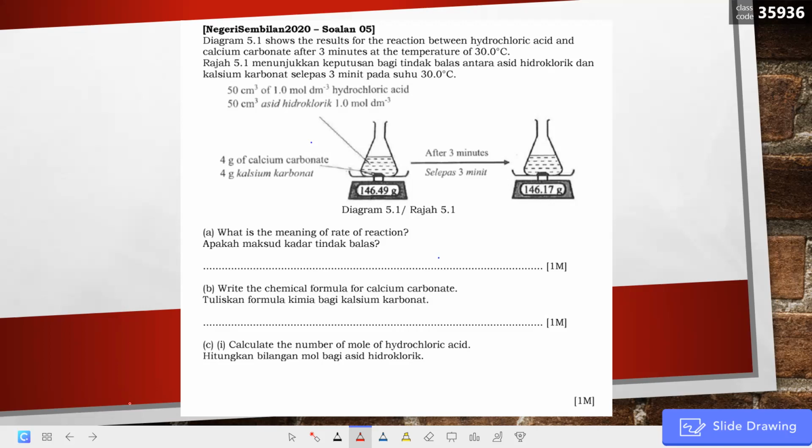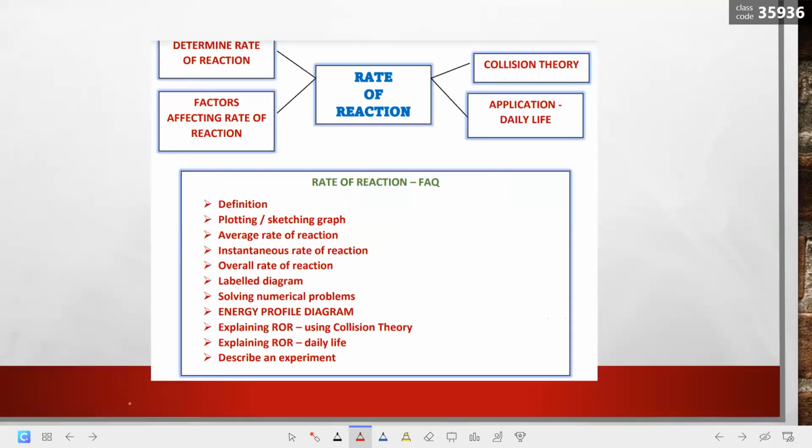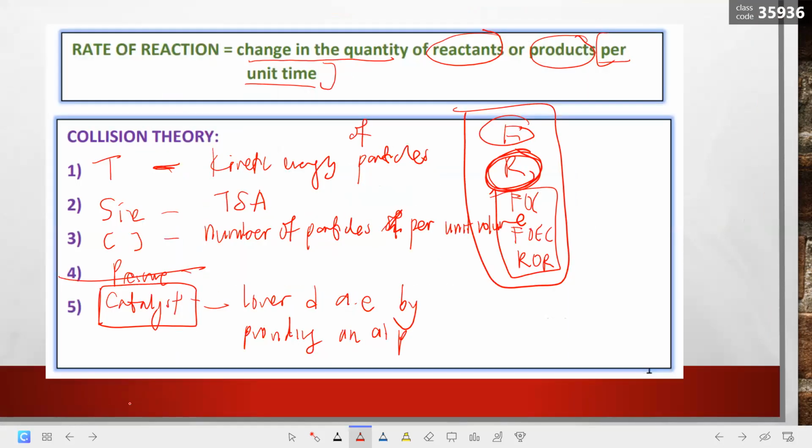What is the definition of rate of reaction? Okay, what is the meaning of rate of reaction? Increased amount of reactant against... something like that. It's the change in the quantity of reactant or products per unit time.